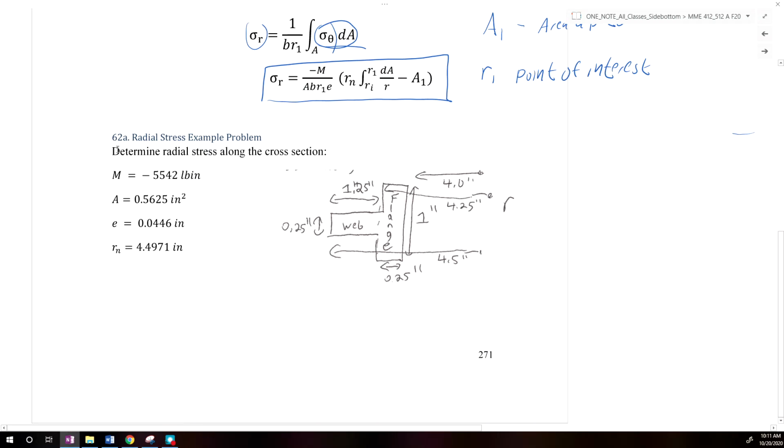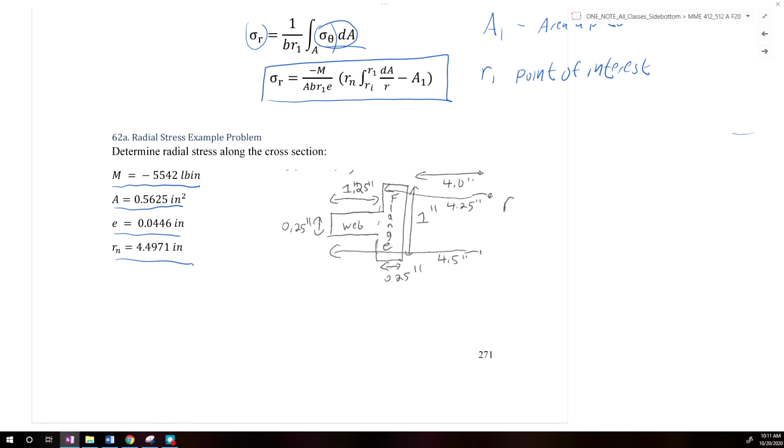For this problem, we're going to try to determine the radial stress along the cross section. This is the problem that we've been working on for most of the lecture. In the earlier videos, we discussed how we determine the moment, the cross-sectional area, the eccentricity, and the radius to the neutral axis. Those were already defined.